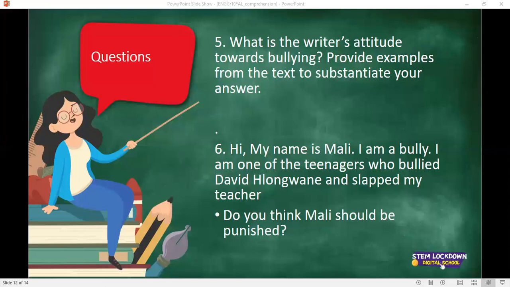What evidence is there? Think of examples she used, phrases she used. What evidence is there? Think of the way that she started the article, giving that description of what might have happened to David.